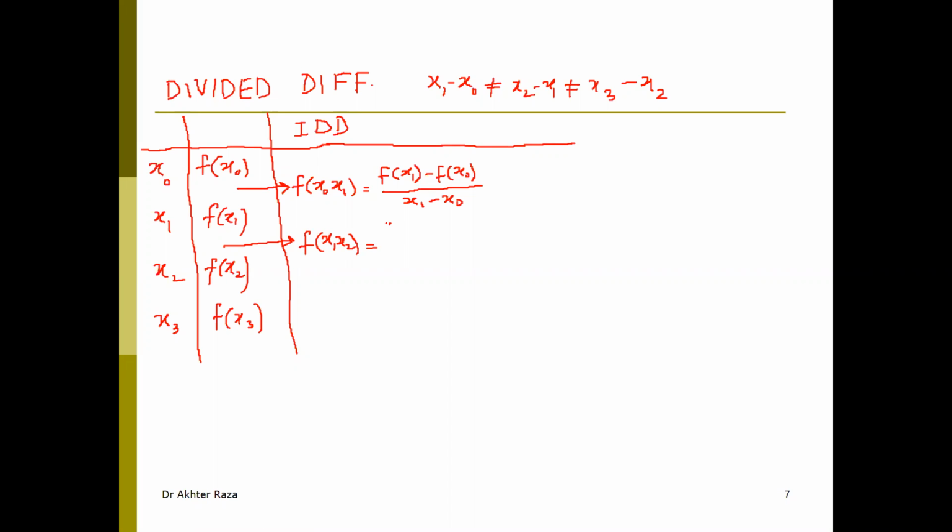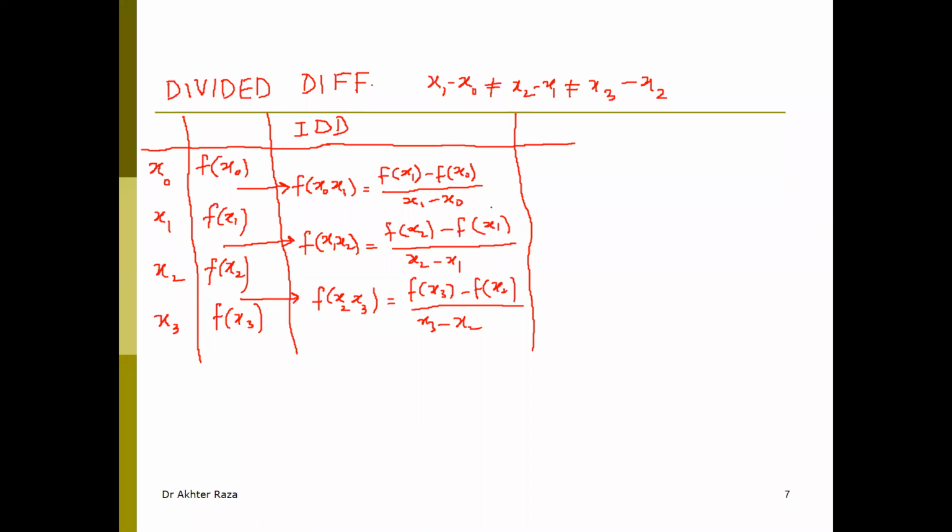This is equal to f x2 minus f x1 divided by x2 minus x1. And the next is computed as f x2, x3. This is equal to f x3 minus f x2 divided by x3 minus x2. Next column.